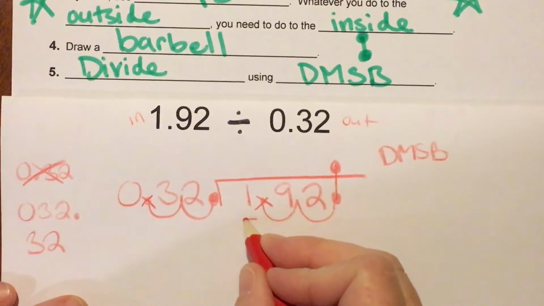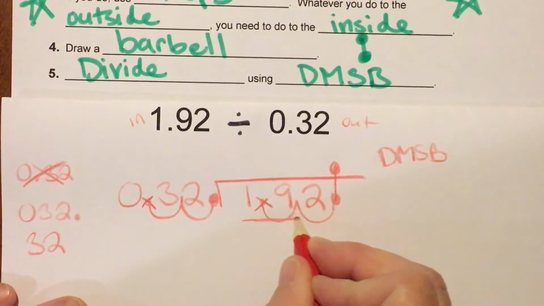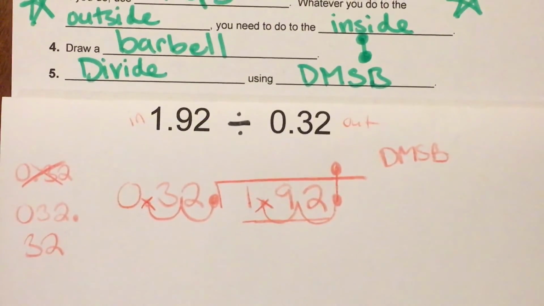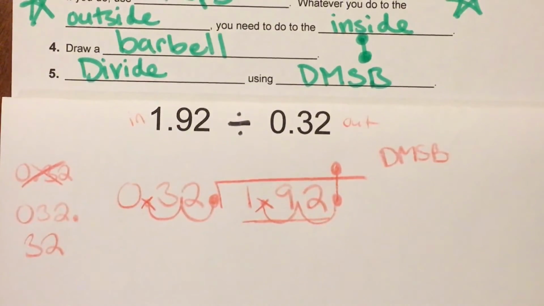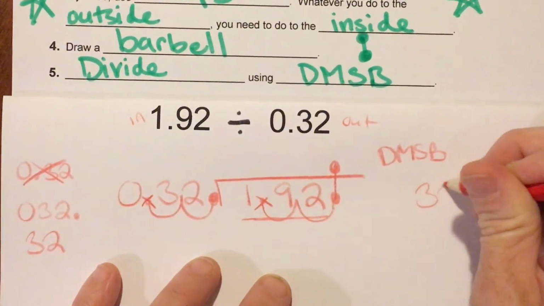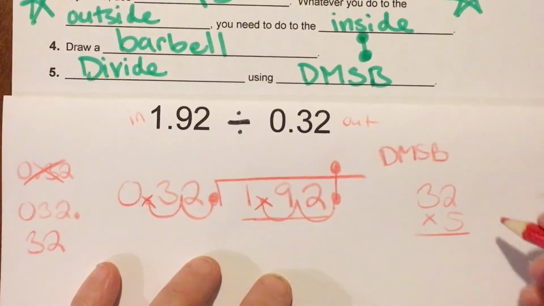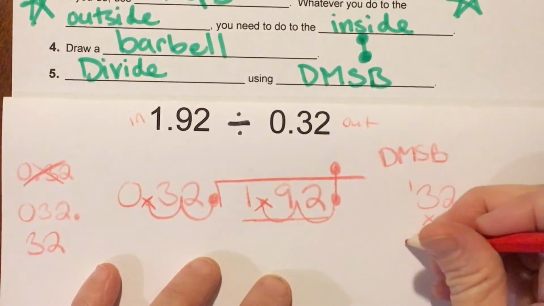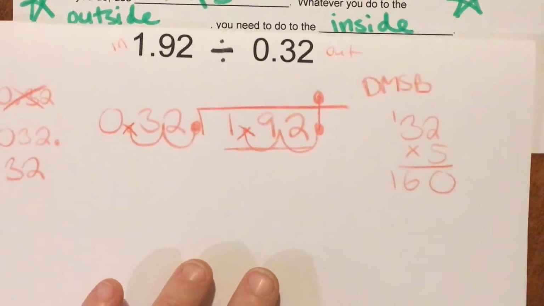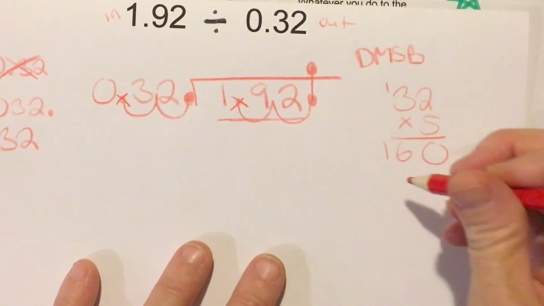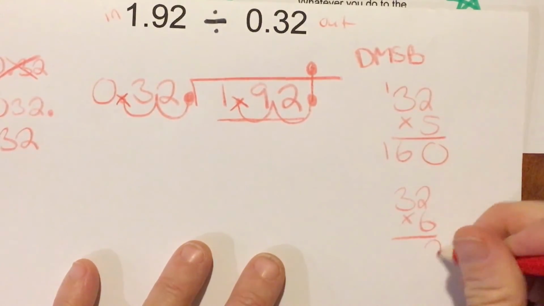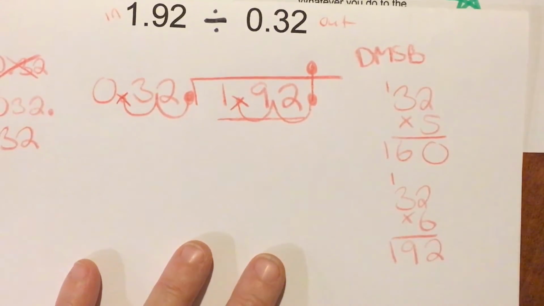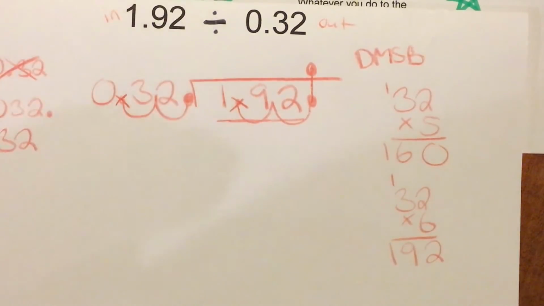32 can't go into 1. It can't go into 19. It can go into 192. But how many times? Well, if you remember, we said when you have no idea how many times, just take a guess. And I said 5's always a good guess. So I'm going to come over here and do some side work or scratch work and see what 5 is. And I'm getting 5 is 160. Well, I could probably go more. So if 5 is a little small, let me try 6. I'm getting 192 perfectly.